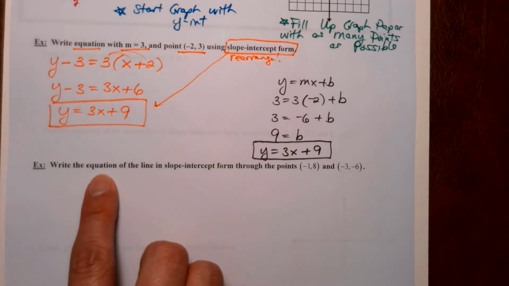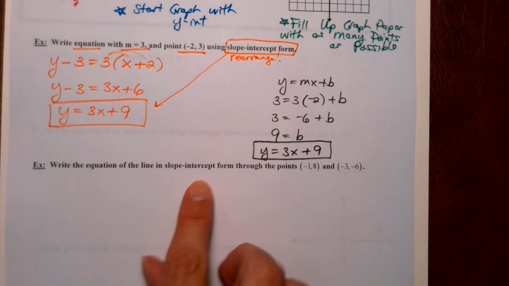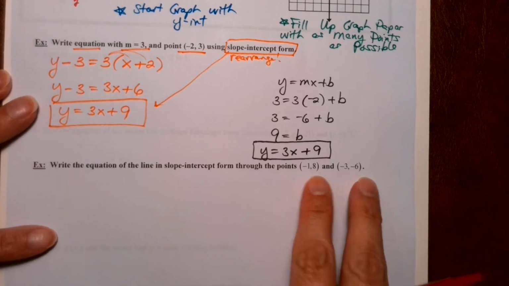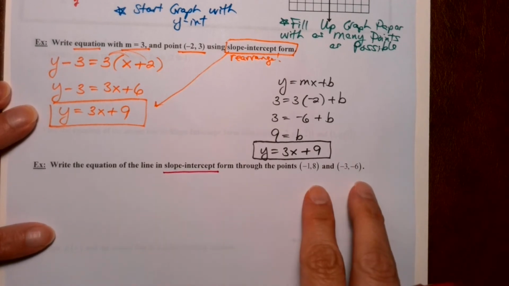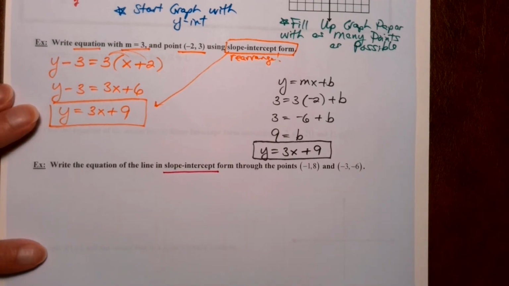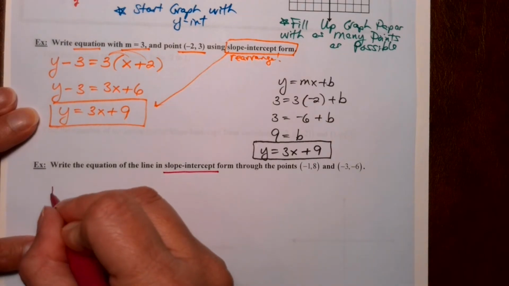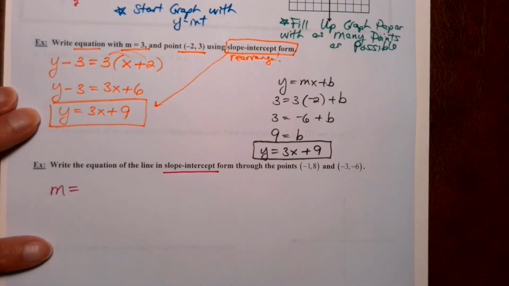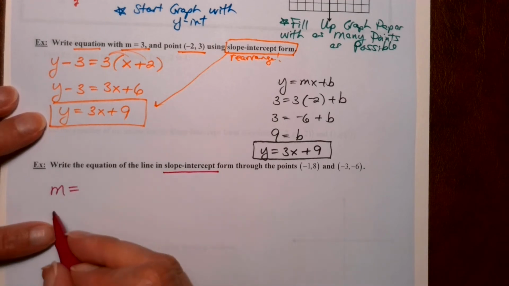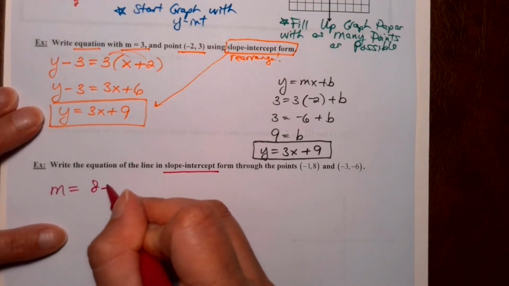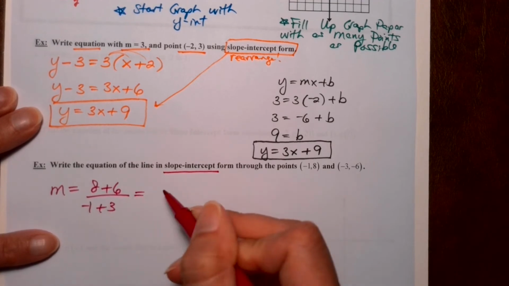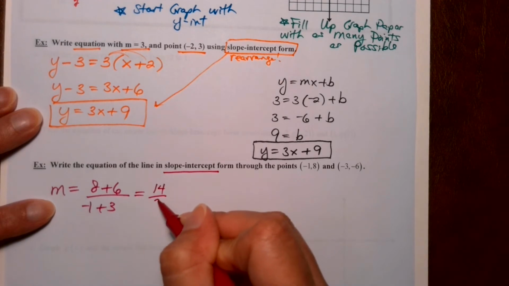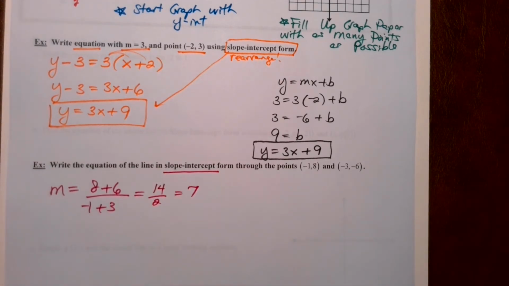Okay, write the equation in slope-intercept form if you have 2 points. So how do you do slope-intercept form if you have 2 points? I don't even see a slope. Well, we're going to have to find it ourselves, right? Let's find the slope. Please tell me what you get for slope. All right, let's see if you got it. y minus y over x minus x. 14 divided by 2. I hope you got 7.